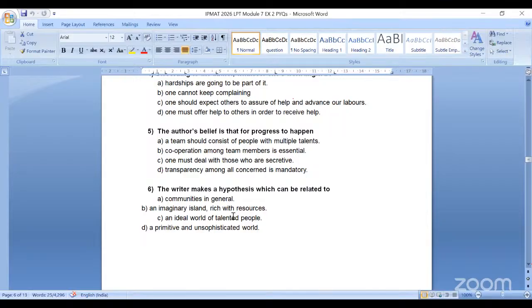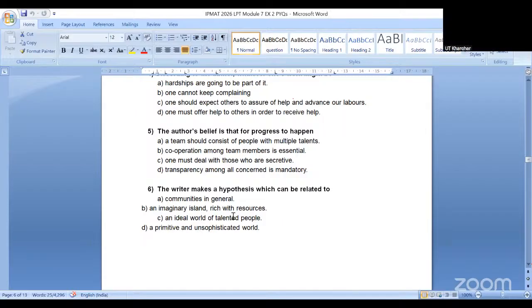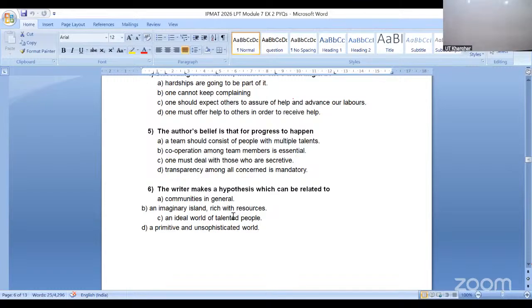Ma'am, I wasn't really sure with this question and I didn't get time in the end. So what do you think about it now? The writer makes a hypothesis. So what can that hypothesis be related to?